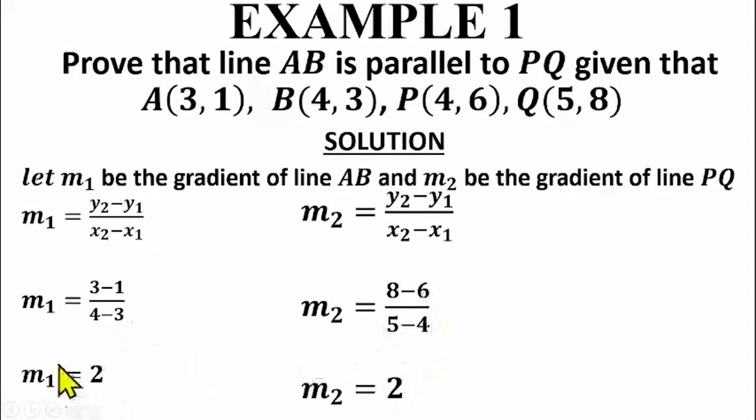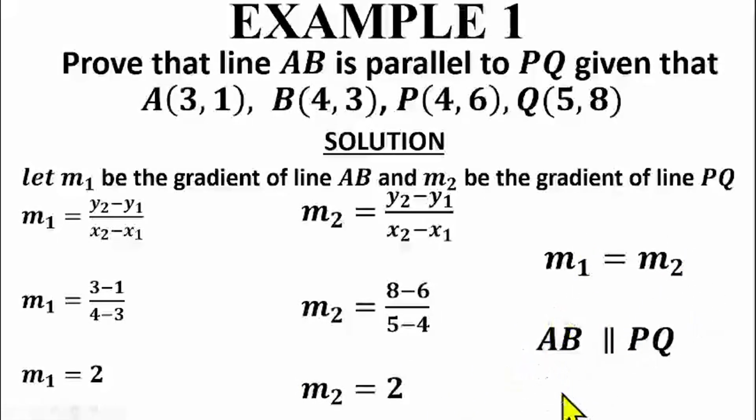So we can see that M1 is equal to what? M2. So since M1 is equal to M2, therefore you can say that line AB is parallel to line PQ. So these two straight lines are the short notation for parallelism. So you have been able to show that line AB is parallel to line PQ because they have the same gradients. Of course, if you are asked to show that they are not parallel, that means they will not have the same gradient. So that's how to show that they are not parallel. But in this case, they are parallel.